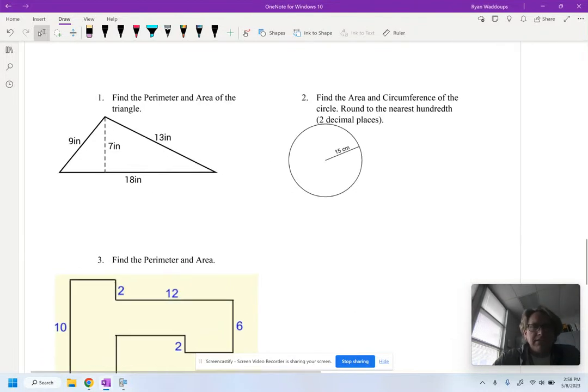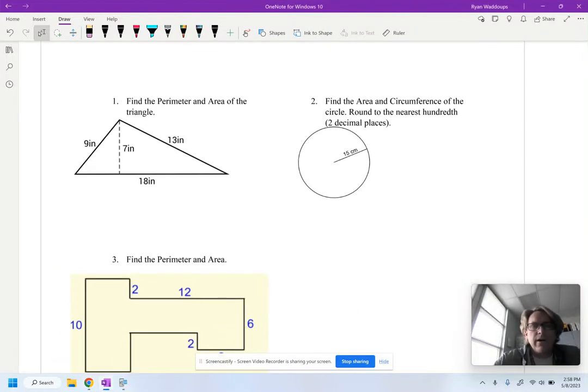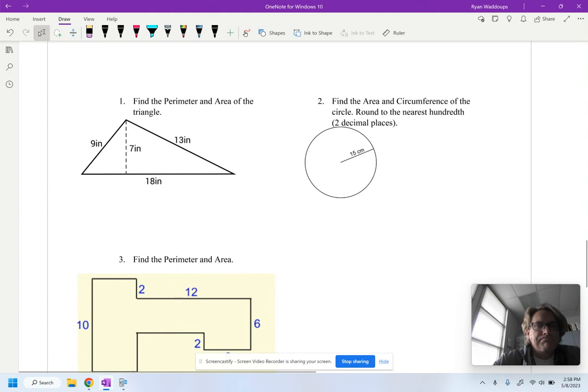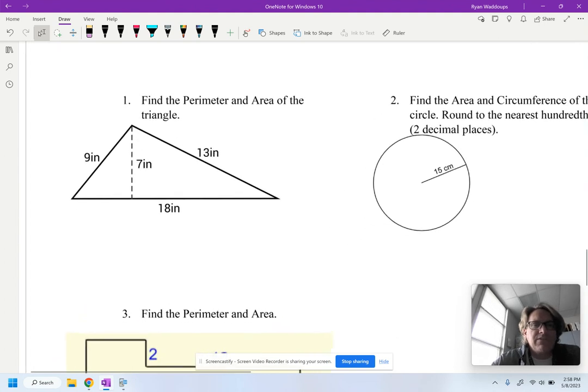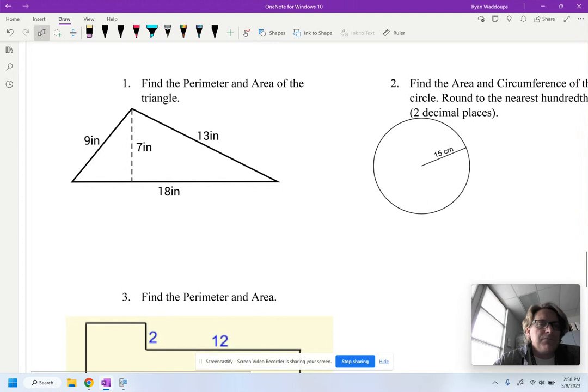Hi, welcome back. This is the final part of the review for Unit 8. Let's look at this first problem on the last page. It says find the perimeter and area of the triangle.